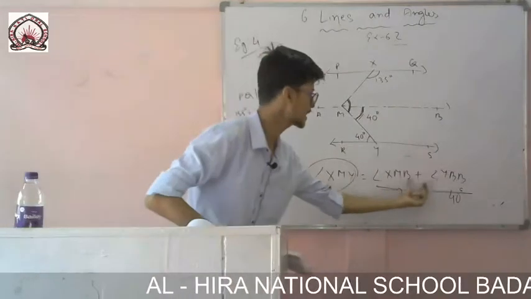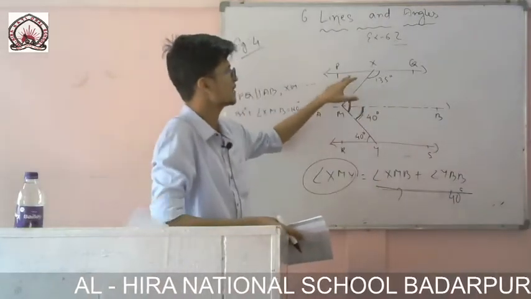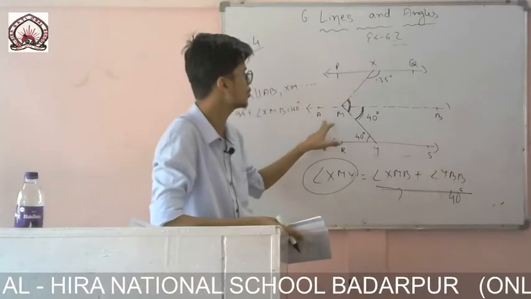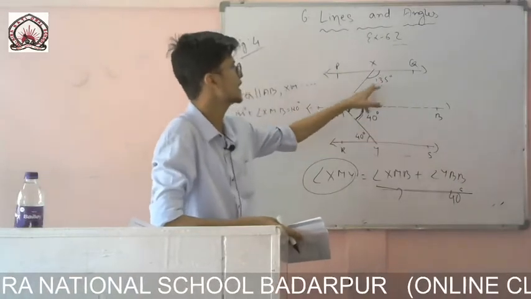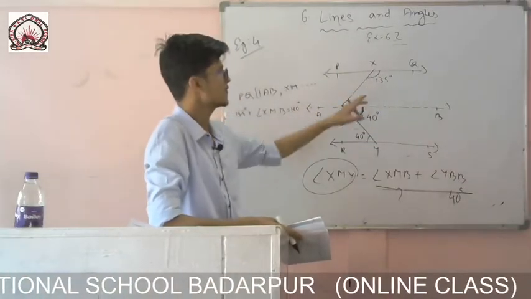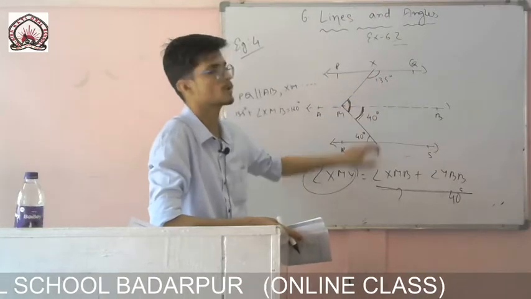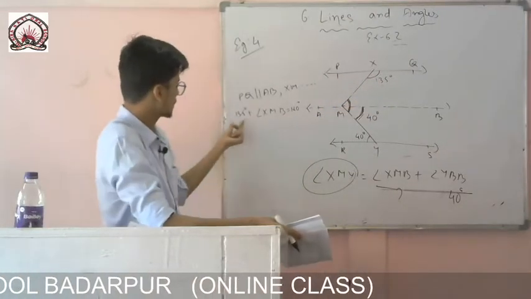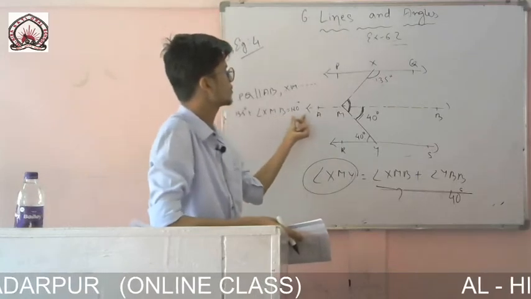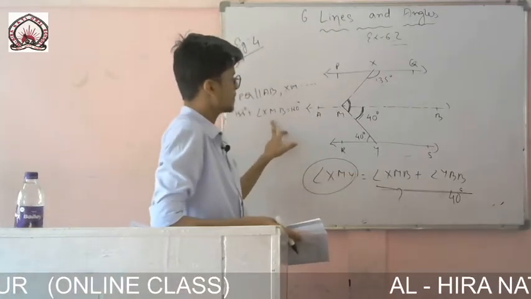So I need this angle, I need that angle. To find this angle, first of all I will write PQ is parallel to AB and XM is a transversal. So if XM is a transversal, then this one and this one are co-interior angles. So I can write 135 plus this angle will be equal to 180. So I will get XMB from here.